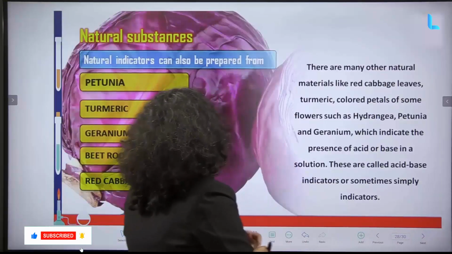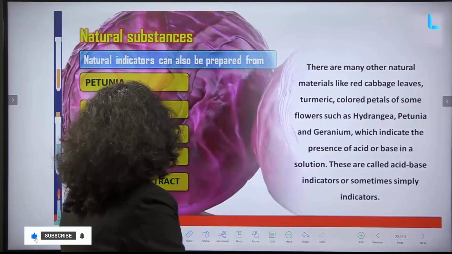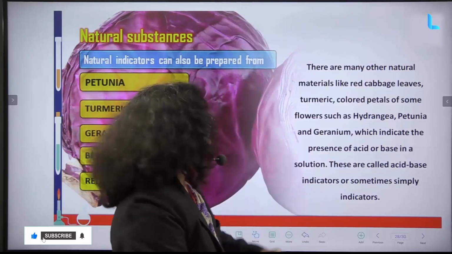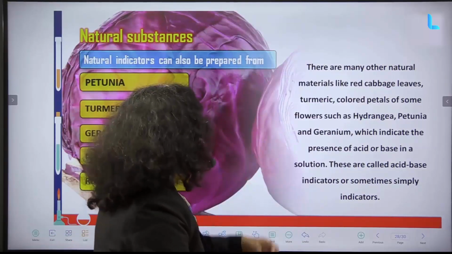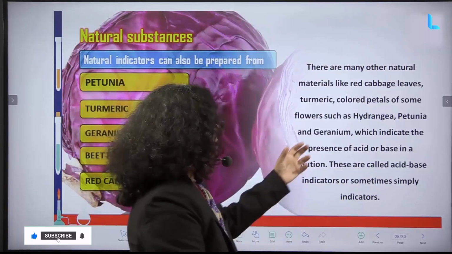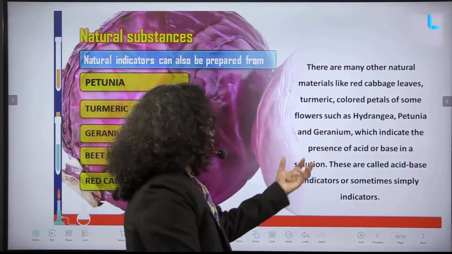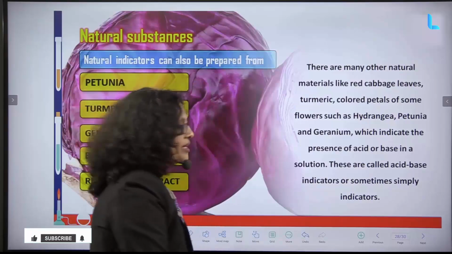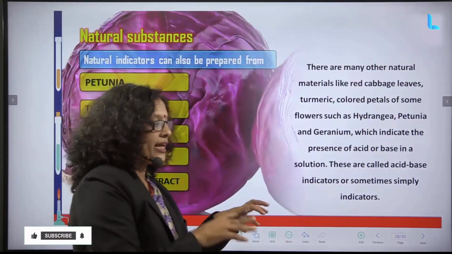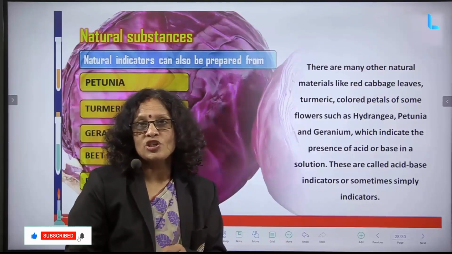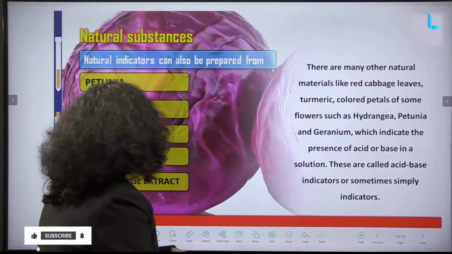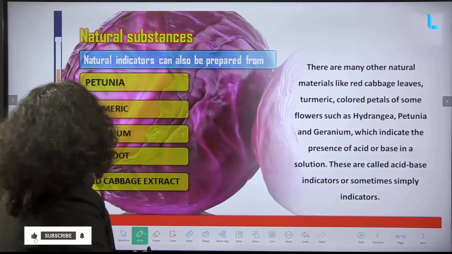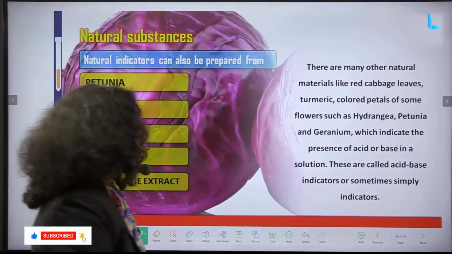Here we can see purple cabbage, given as an example. Natural indicators can also be prepared from many other natural materials like red cabbage leaves, turmeric, and colored petals of some flowers such as hydrangea, petunia and geranium, which indicate the presence of acid or base in a solution. They are called acid-base indicators, sometimes simply indicators. In acidic and basic media they give different color changes, so they are identified as indicators. These are natural indicators: petunia, turmeric, geranium, beetroot and red cabbage extract.